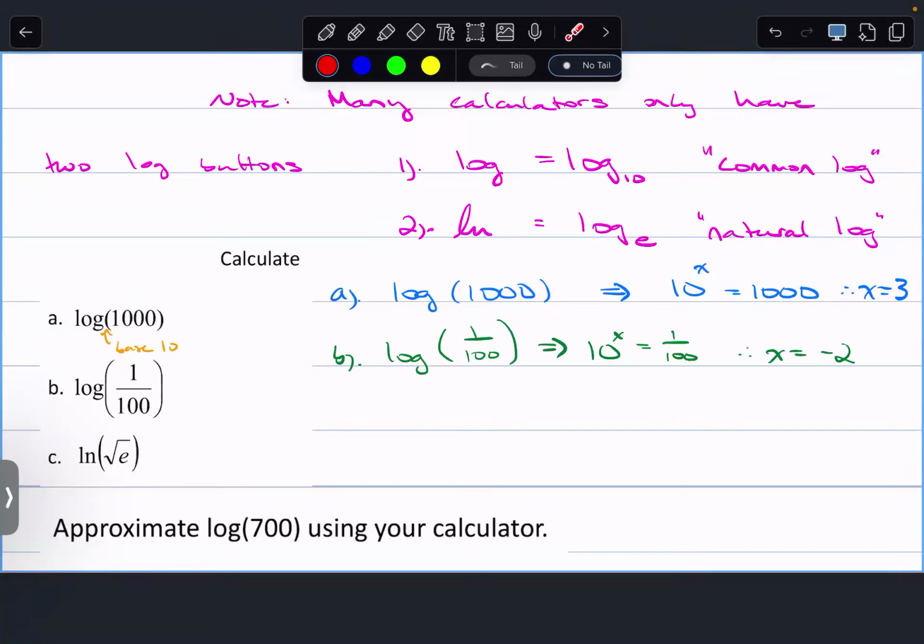Let's try it. So if I take the log of 1 over 100, log base 10 of 1 divided by 100, I do in fact get x equals negative 2, or just negative 2. Nice.